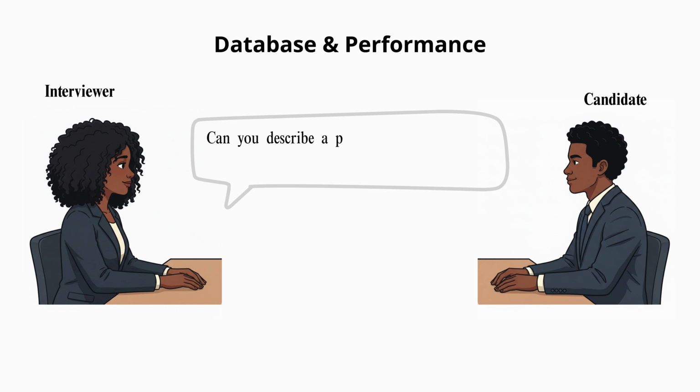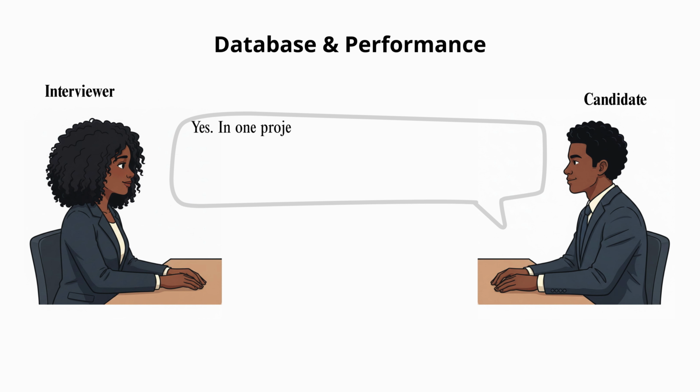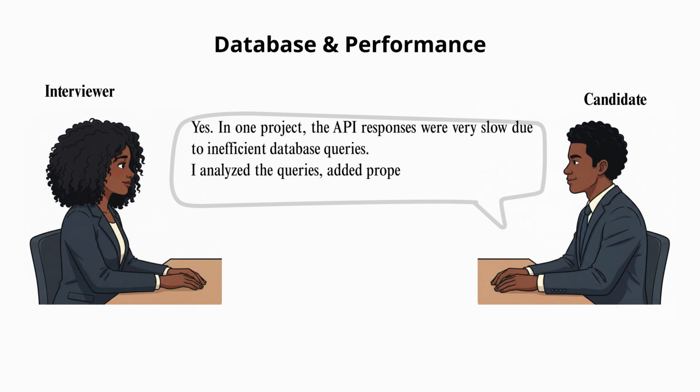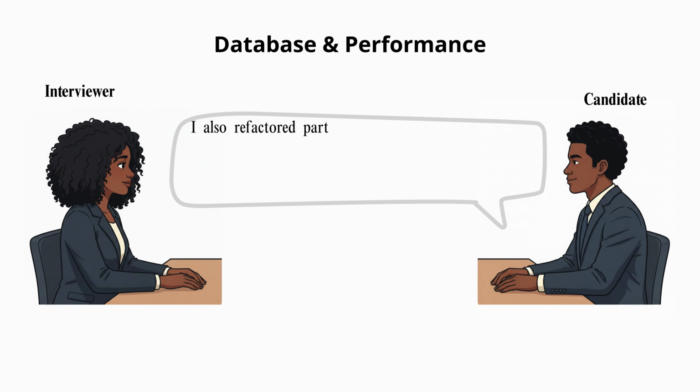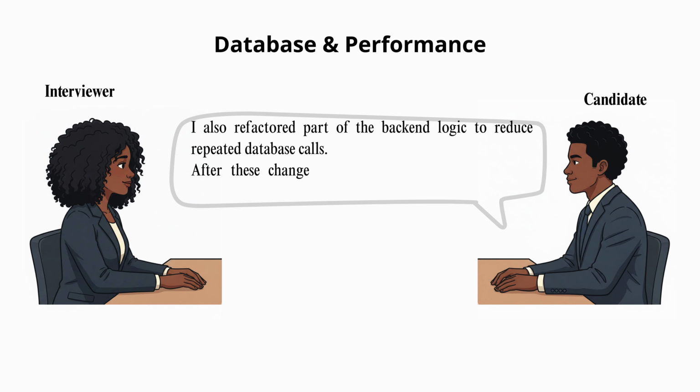Can you describe a performance or database-related problem you solved? Yes, in one project, the API responses were very slow due to inefficient database queries. I analyzed the queries, added proper indexes, and reduced unnecessary joins. I also refactored part of the backend logic to reduce repeated database calls. After these changes, the API response time improved significantly.